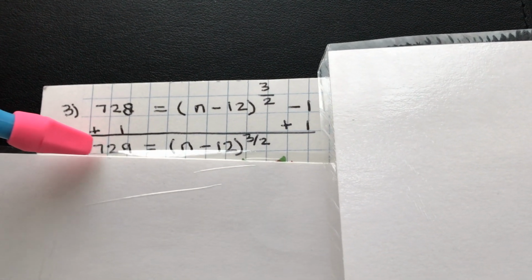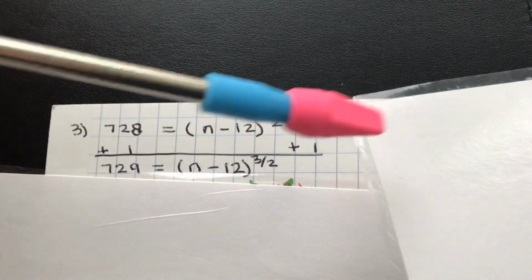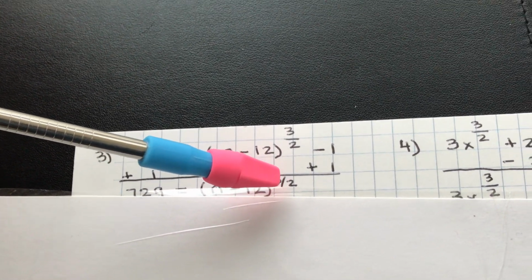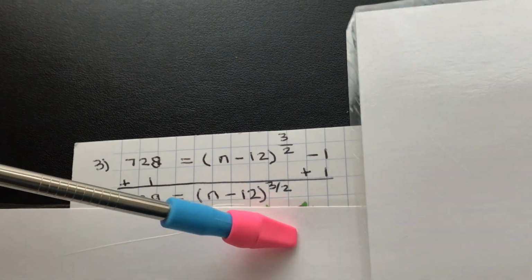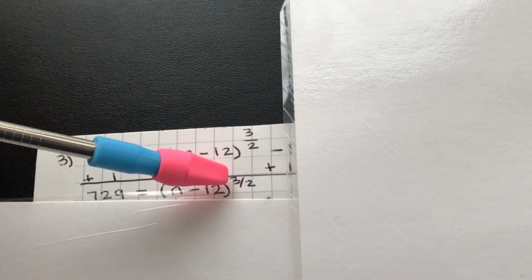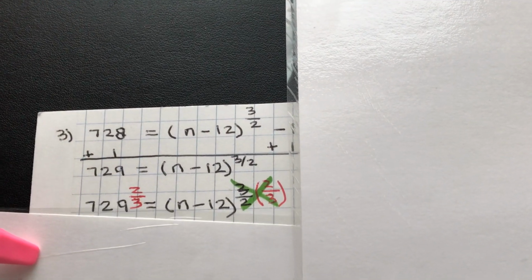Now, as you look at this step, the 12 is inside, so I'm going to hang on to that 12. But that 3/2 right there is on the outside, and I need to get rid of that by flipping the fraction. So 3/2, I'm going to flip it around, do the reciprocal. Put 2/3 on both sides.